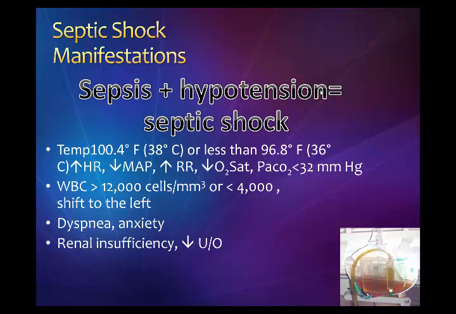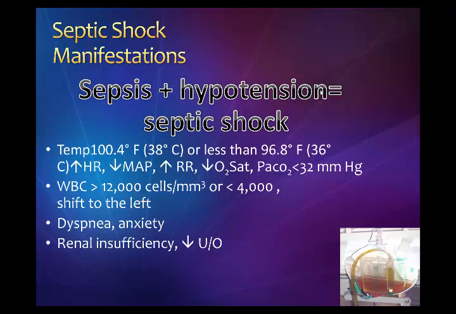What this criteria is on this page is the SIRS criteria. So when a patient has a temperature that's high or low, heart rate's high, mean arterial pressure is low, respiratory rate is low, O2 sat is low. When all these things are occurring, then we're going to categorize this patient as being at risk for septic shock.